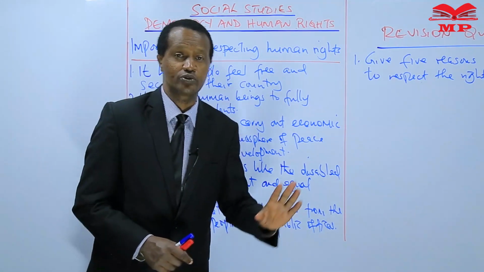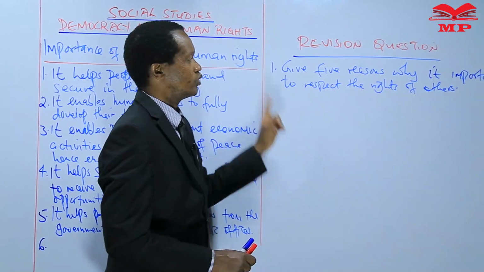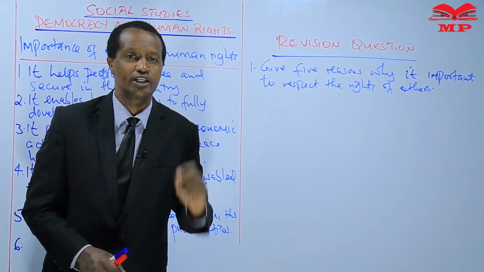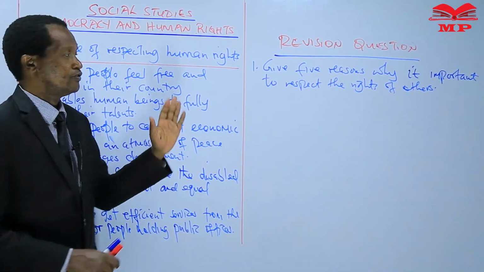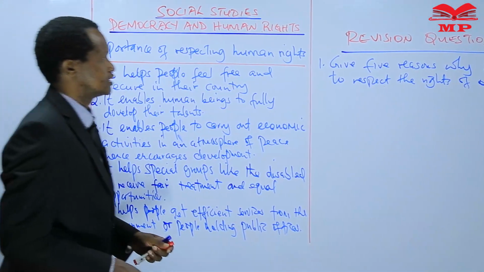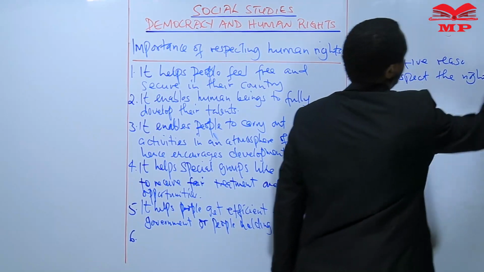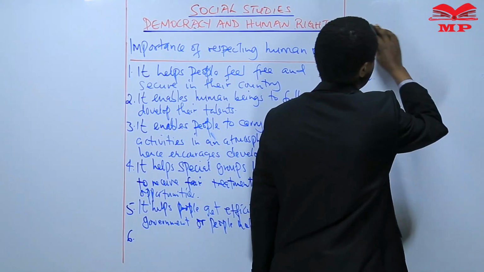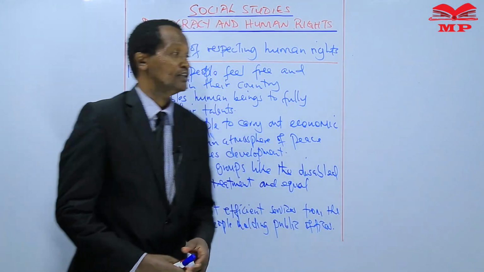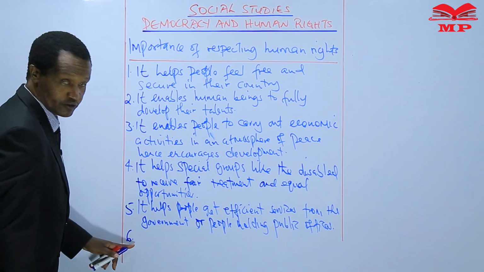Then at the end of that lesson, I gave you one revision question. Give 5 reasons why it's important to respect the rights of others. In our today's lesson, we are going to give more reasons why it's important to respect human rights. We will continue with the lesson. By the end of this lesson, you should be able to give 10 or 11 reasons why it's important to respect human rights. So I want to proceed from where we stopped.